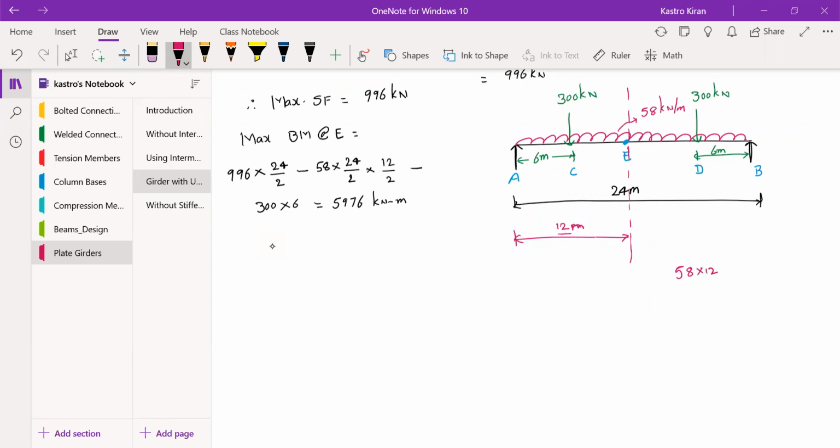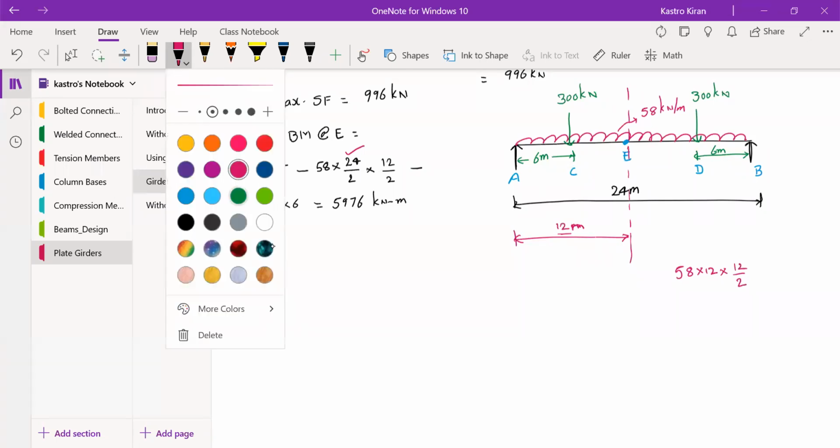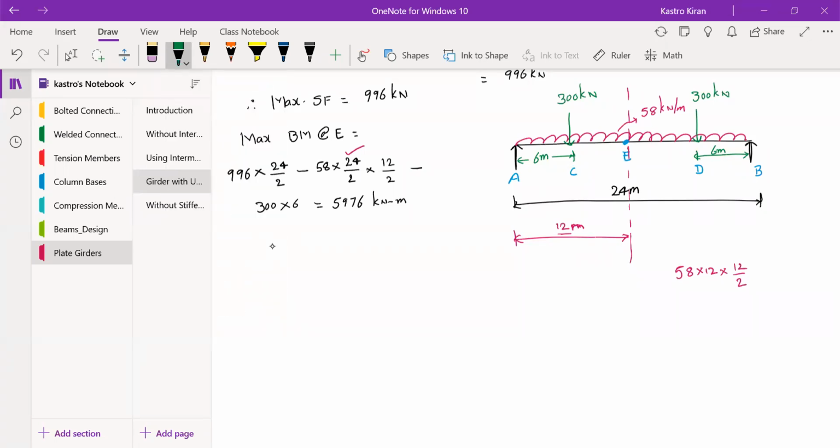So 58 into 12 into half of this distance, which will be 12 by 2. That is what I have written here in this statement. Okay, so the second parameter is clear. And the third parameter is 300 into 6. What is 300? It is the concentrated load which is acting on the member. And at what distance is it acting? It is acting at a distance of 6 meters. So 300 into 6. So this parameter also you know.